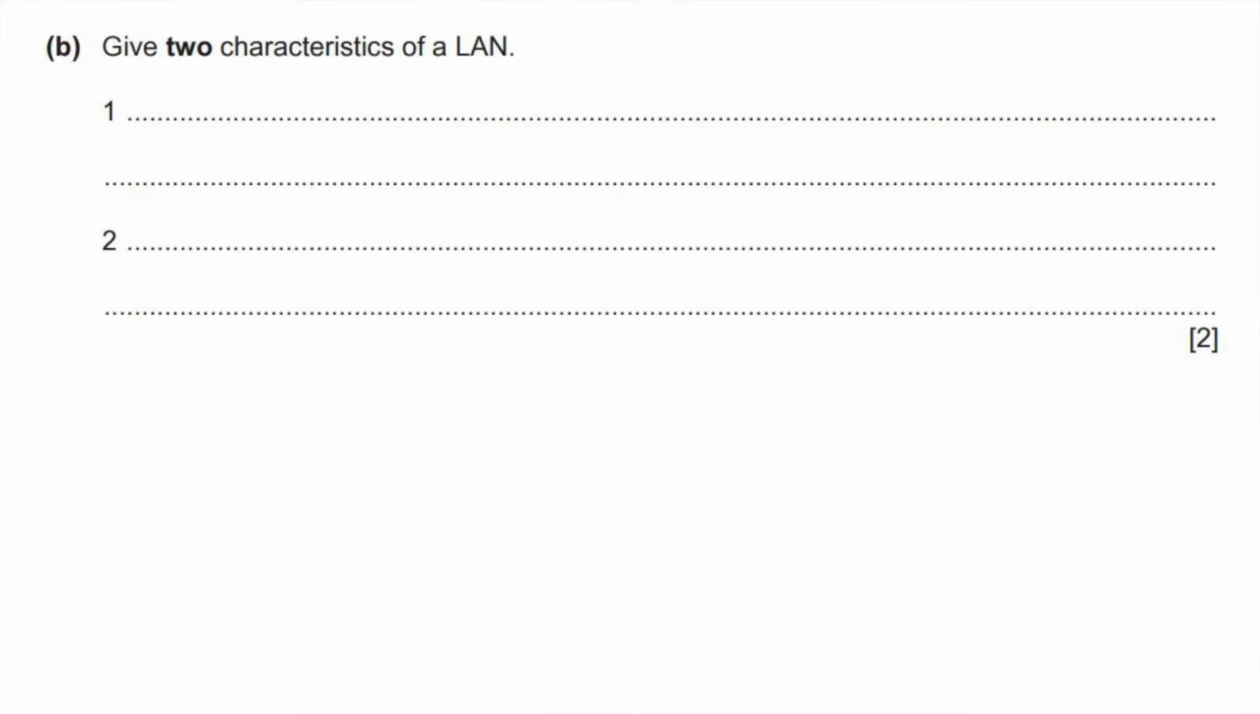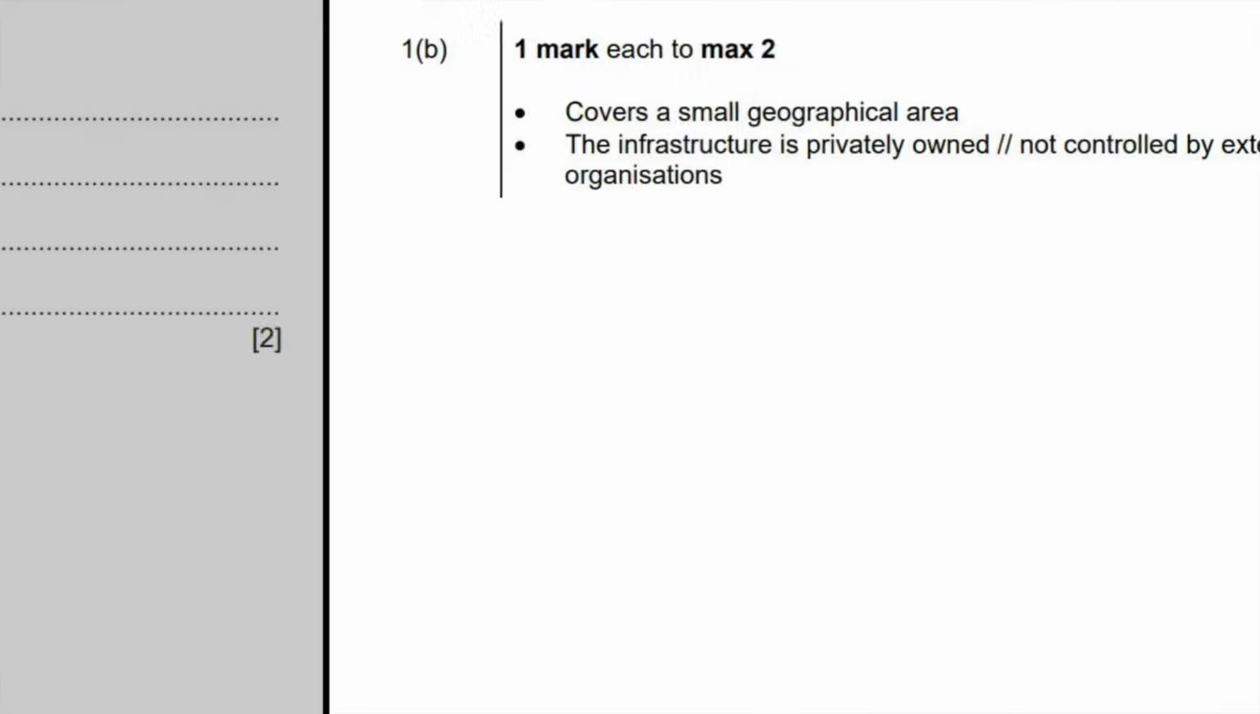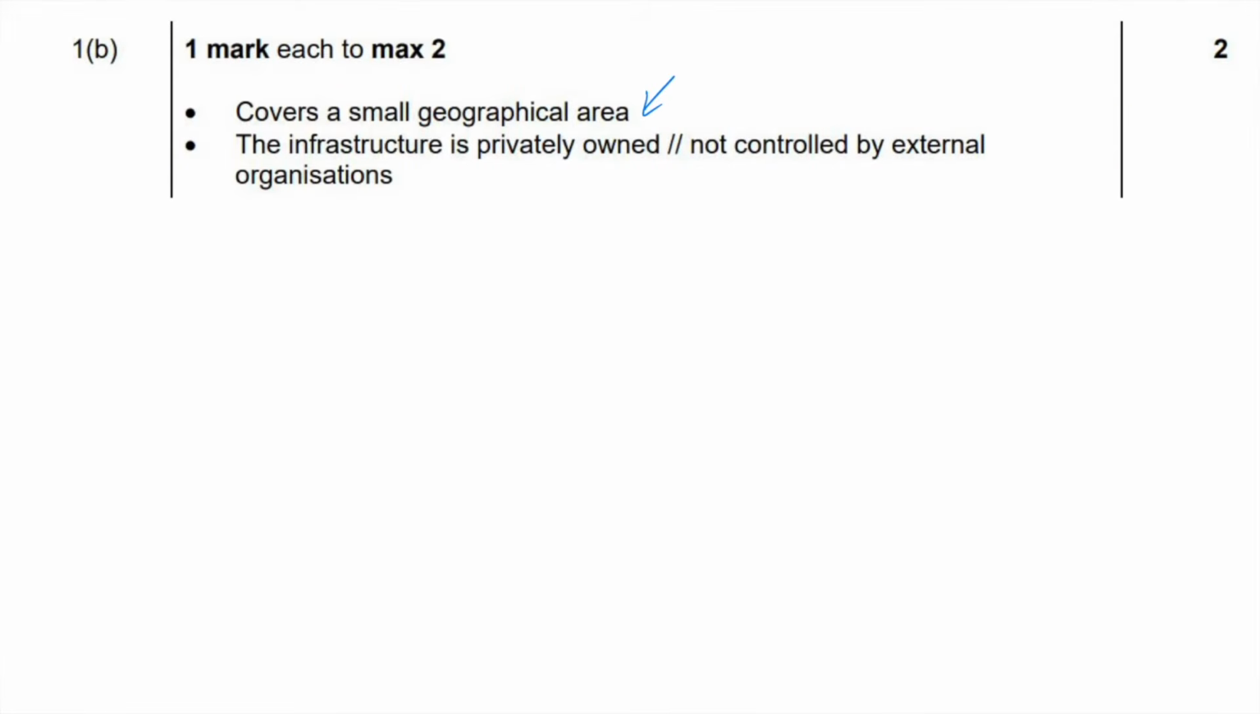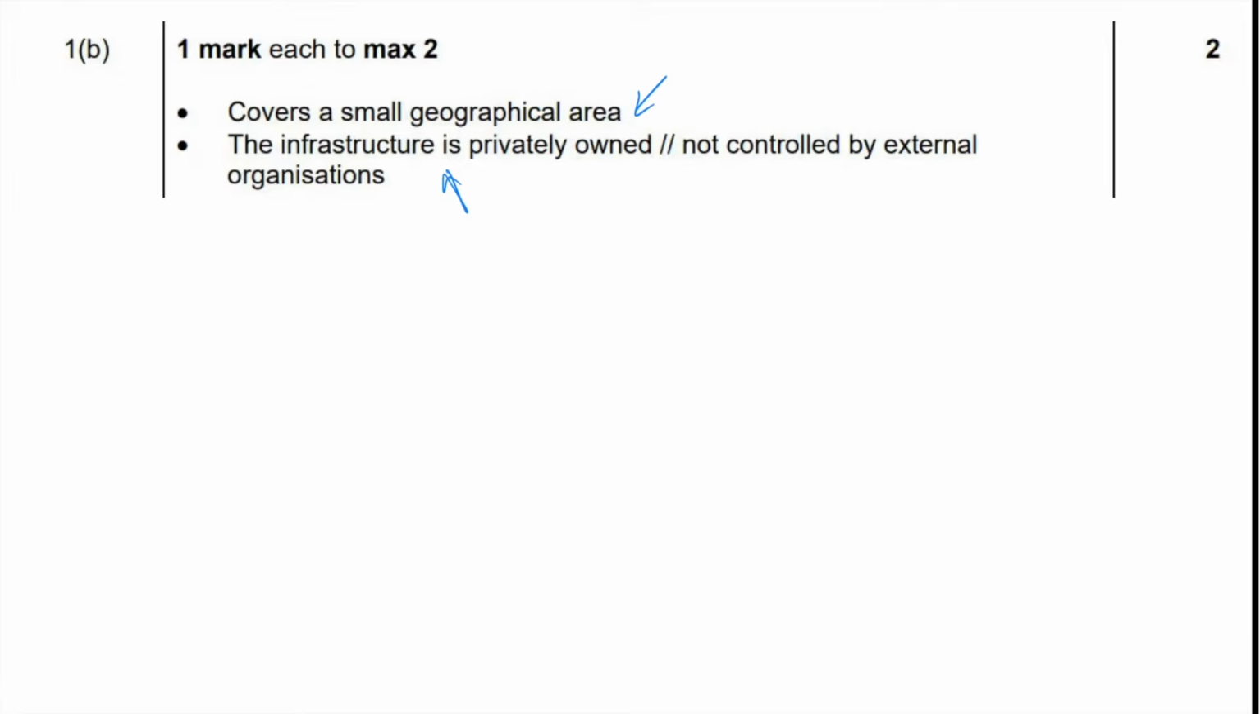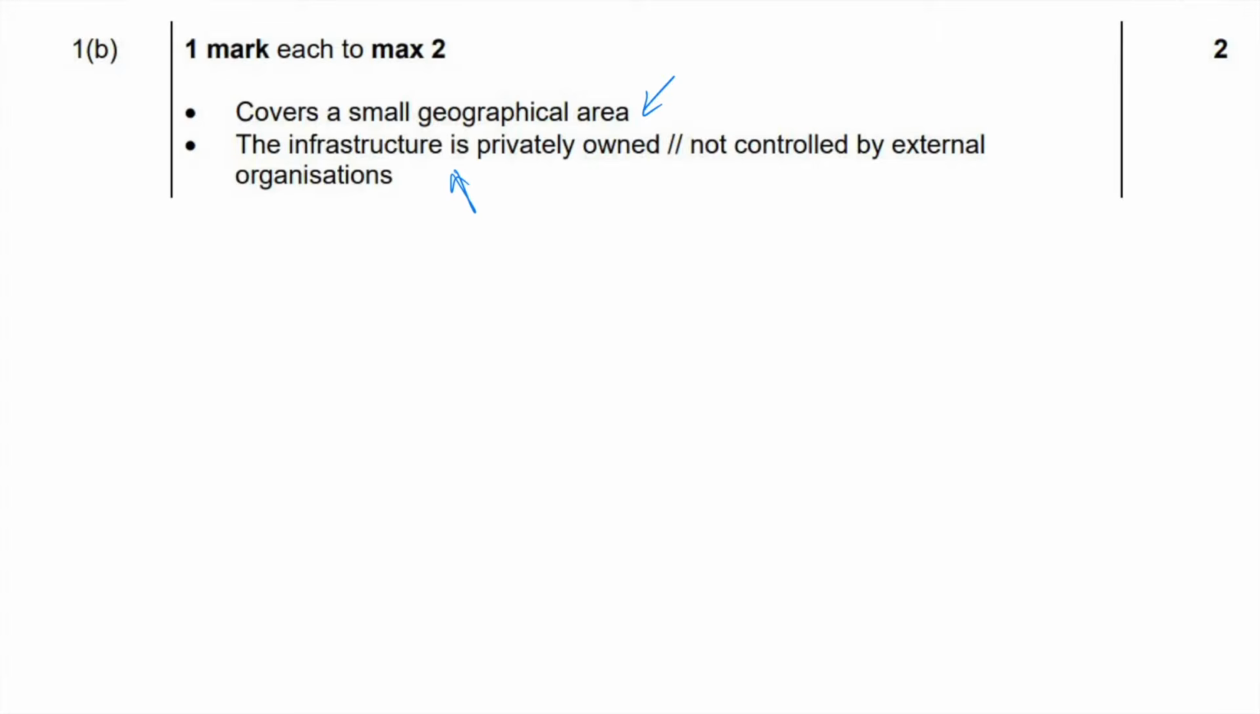So this is an A-level question. Give two characteristics of a LAN. One is that it covers a small geographic area. And two, which I actually didn't mention, is that the infrastructure is privately owned. It's not controlled by an external organization. I think this is alluding to the fact that a lot of local area networks are someone's Wi-Fi network at a house, or at a business. They don't necessarily need to be privately owned, but generally, if something is owned by the government, it's going to be much, much larger than a local area network. Instead, it's going to be something called a WAN, or a wide area network, which we'll get into later.